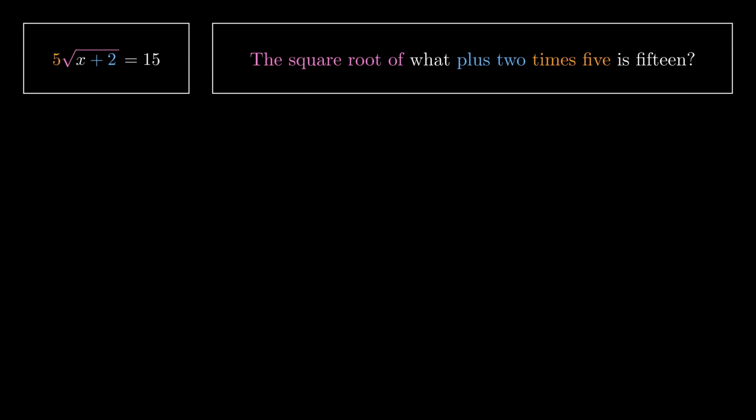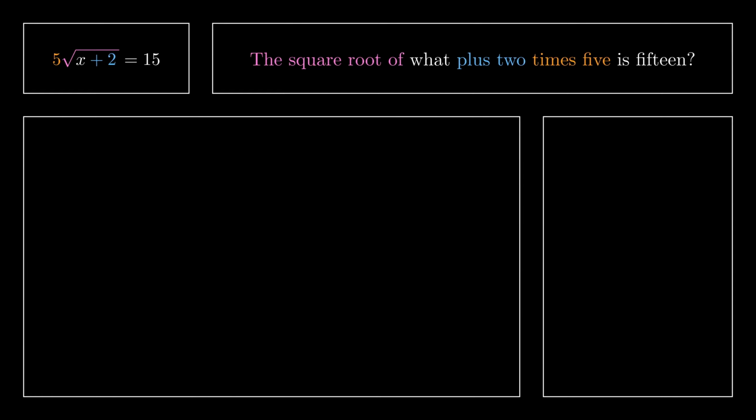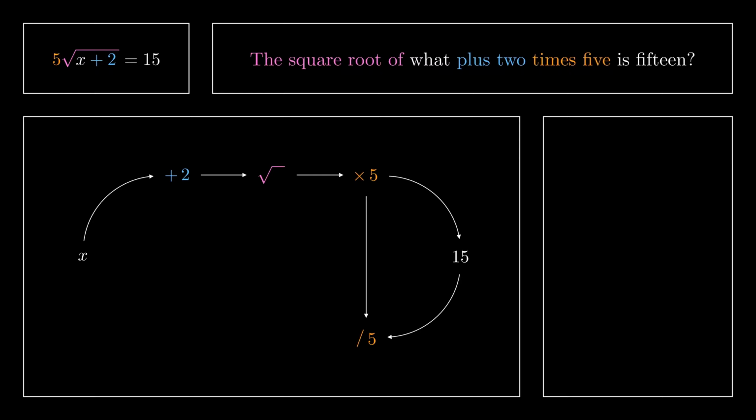Invert and reverse. So anyways, we start with this number x. If we add 2 to it, and then square root that, and then multiply it by 5, we end up with 15. So let's invert and reverse. The inverse of times 5 is divided by 5. The inverse of the square root is the square, or the second power. And the inverse of plus 2 is minus 2.